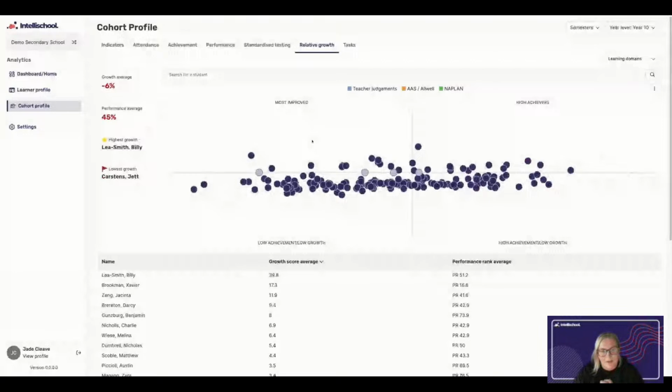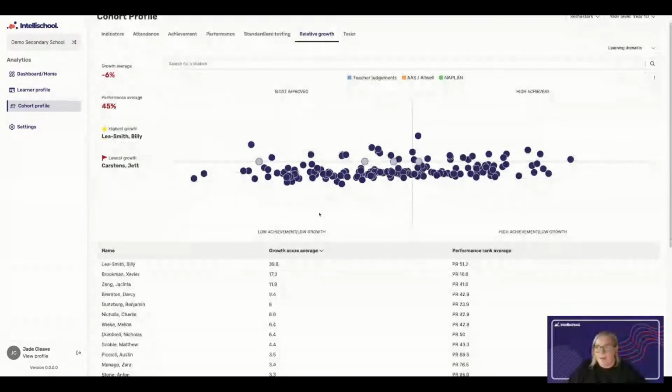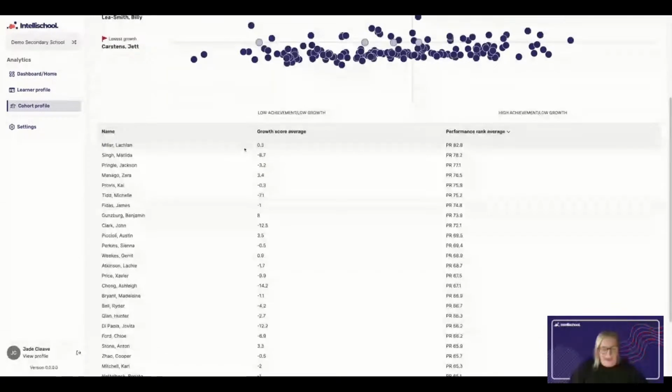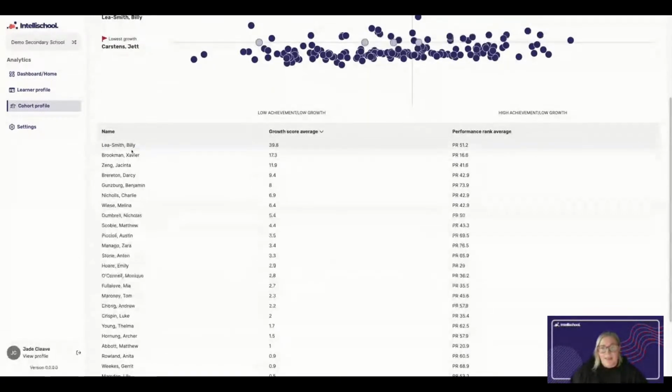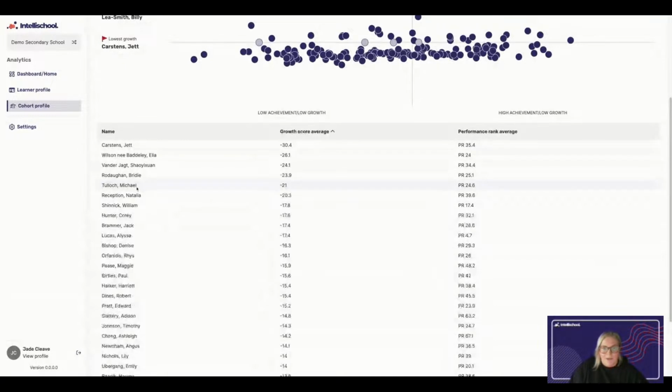And the last thing I'll point out before we go into some practical strategies is that the tabular view underneath the scatter plot is pretty simple, but what I do like is the ability, again, to sort them from highest to lowest, so I can get a visual on the names, and then also I can see, okay, so great, I can see that Billy's growing really well, as is Xavier, Jacinta, and Darcy. But if I were to reverse that, I know who are some of the students who need attention to ensure that we can reverse that regression.